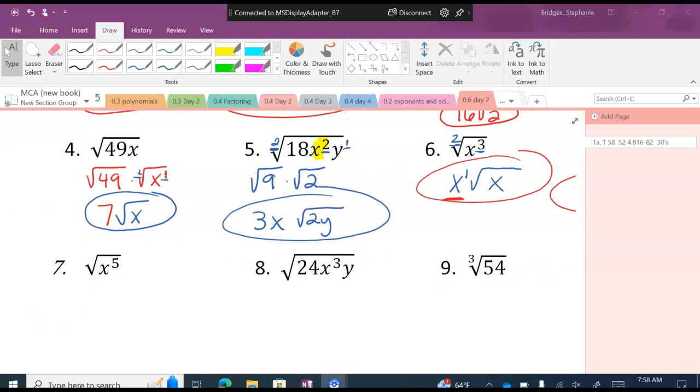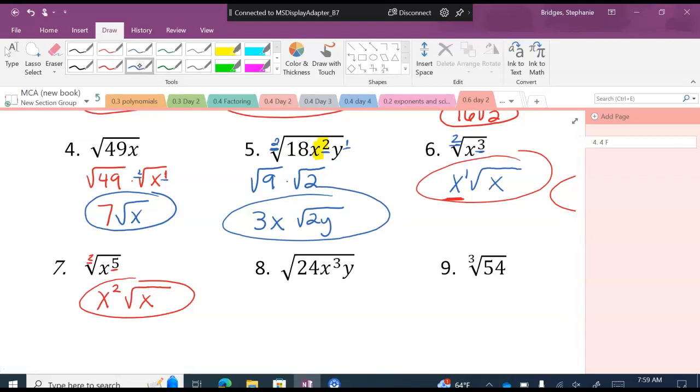We are simplifying the square root of x to the fifth. So I'm going to do it the short way and then I'll do it the long way. And it doesn't matter to me, whatever you're more comfortable with is the way that you should do it. What's the index on a square root? 2. Okay, so how many times does 2 divide into 5? Twice. So those 2 are going to come out. And then what's left over? One of them?